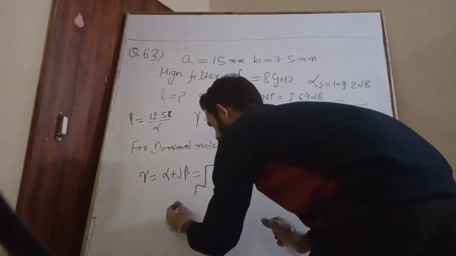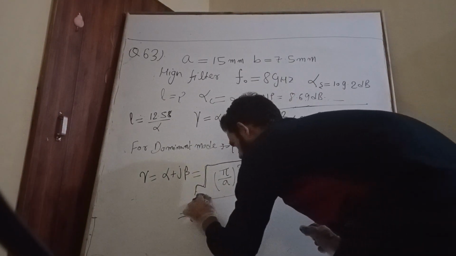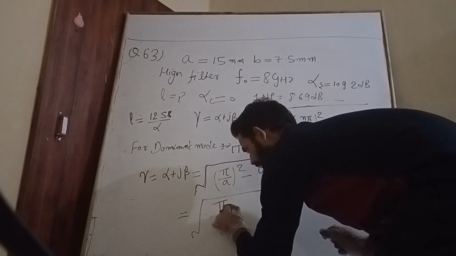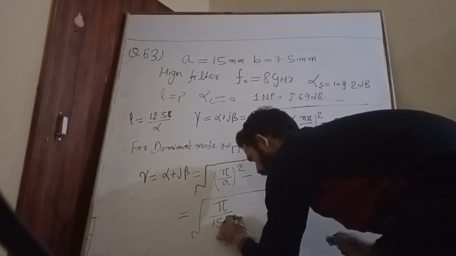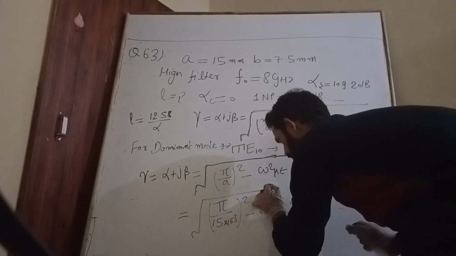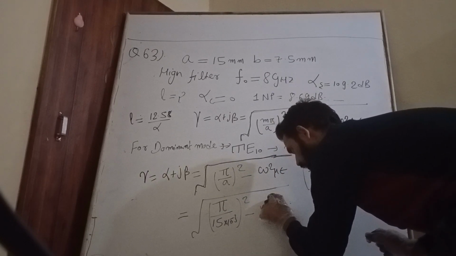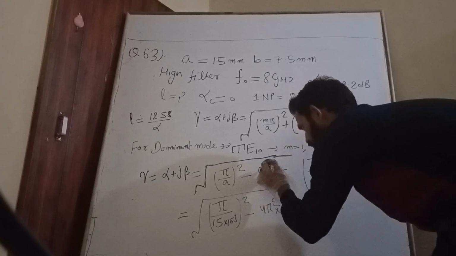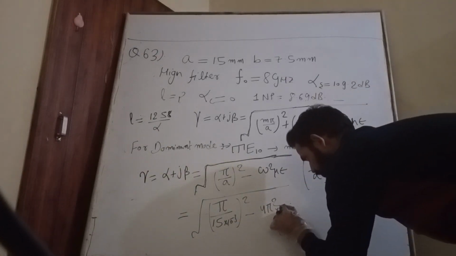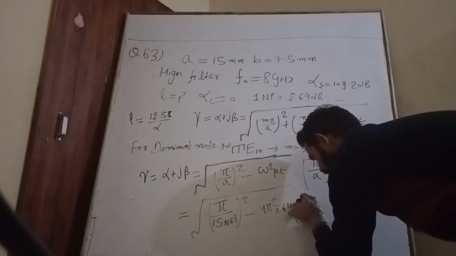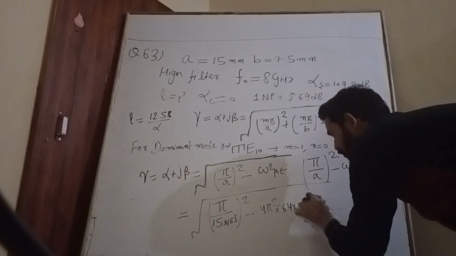So let us put all these values and see what we get. This is the square root of (pi by a, which is 15 millimeter, so 10 to the power minus 3) whole square, minus omega square, where omega means 2 pi f. So this is 4 pi square f square. How much is f? 8 gigahertz, which is nothing but 64 into 10 to the power 18, into mu epsilon.